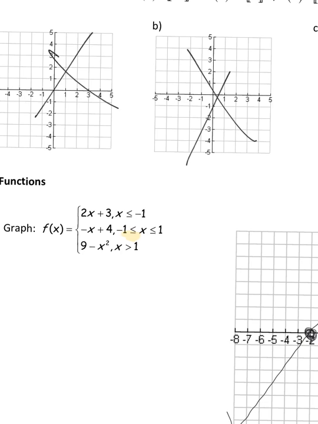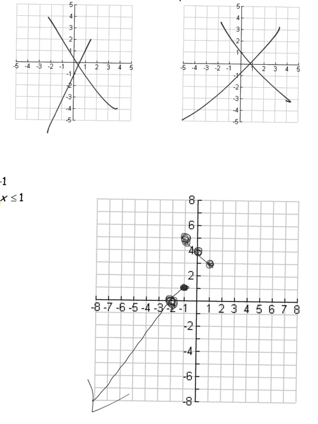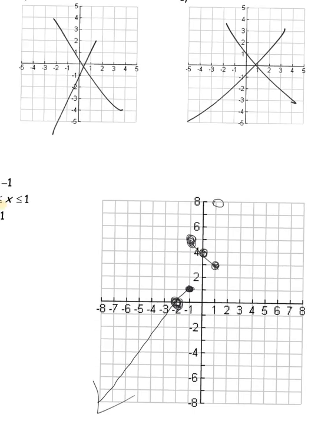Next part, if you notice, that's a quadratic. In any case, we're just going to plug in values. First, I'm going to plug in 1 in for there. So 1 squared is 1. 9 minus 1 is 8. So I'm at the point 1 comma 8, and that's an open circle. Okay, not the best, but you get the idea, hopefully.